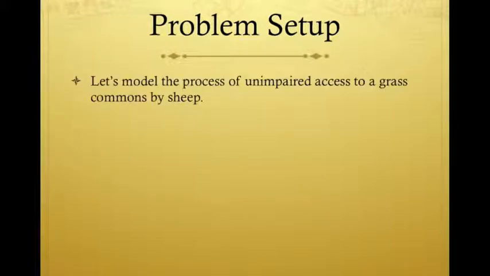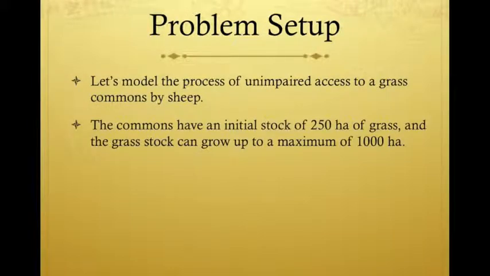So let's look at the problem setup. In this case we're going to model the process of unimpaired access to grass commons by sheep, okay, which was the original tragedy of the commons problem. Let's say the commons have an initial stock of 250 hectares of grass, and then the grass stock can grow up to a maximum of 1,000 hectares. So this is a limited stock, and has an initial value of 250 hectares.